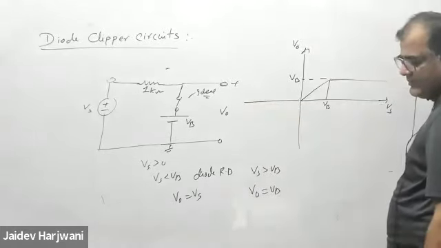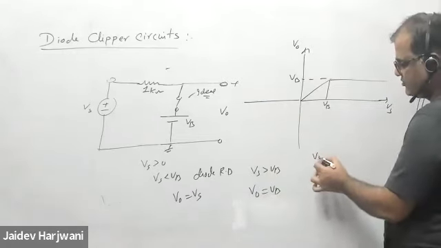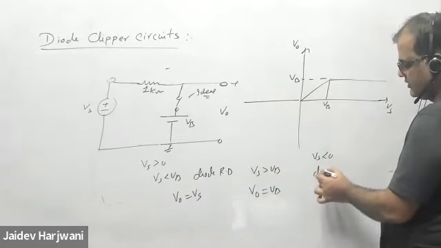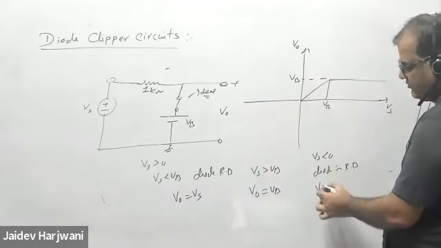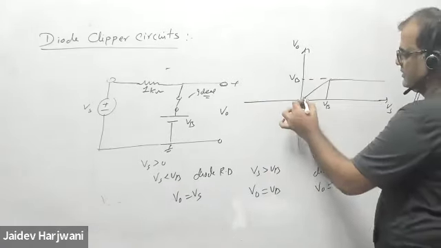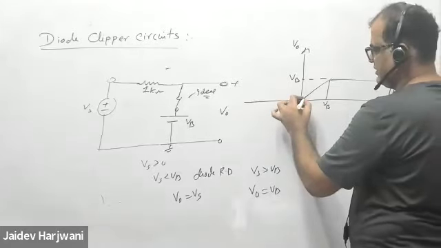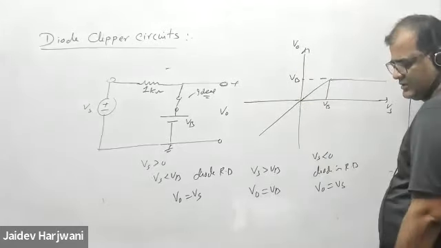And for the negative part, what will happen? The negative part is always open. Vs is negative, the diode is reverse biased. So V naught equals Vs, it will follow the same thing.